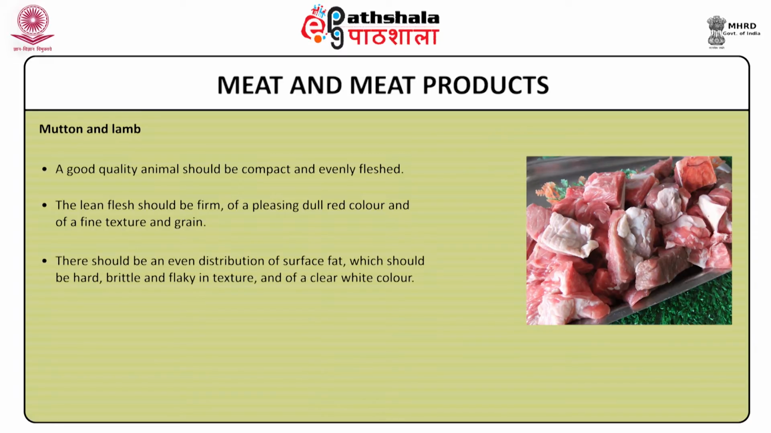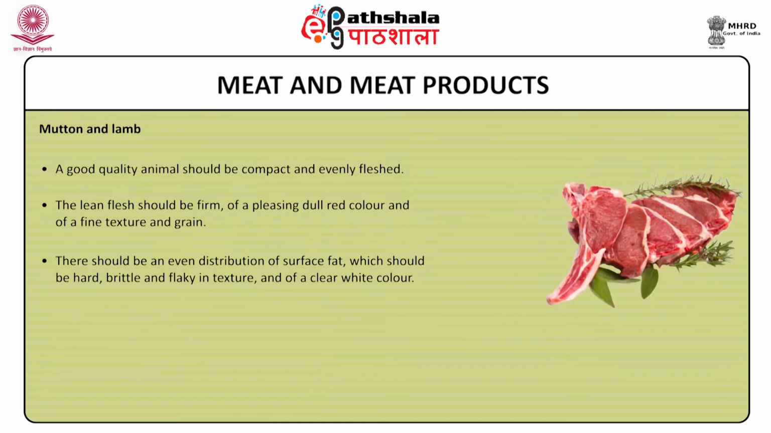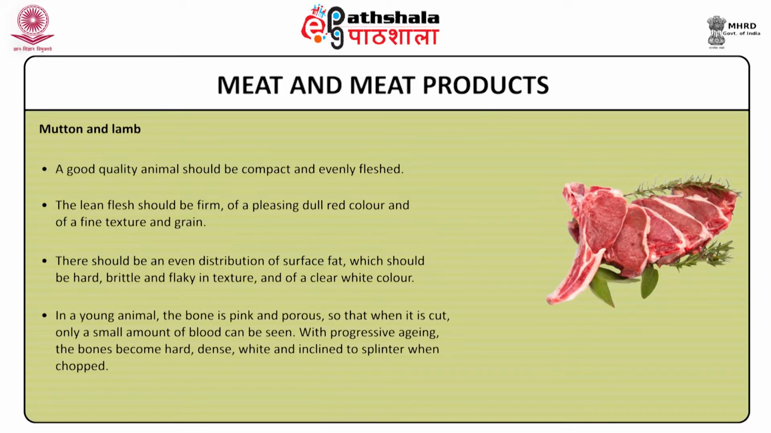There should be an even distribution of surface fat, which should be hard, brittle and flaky in texture and of a clear white color. In a young animal, the bone is pink and porous so that when it is cut, only a small amount of blood can be seen. With progressive aging, the bones become hard, dense, white and inclined to splinter when chopped.